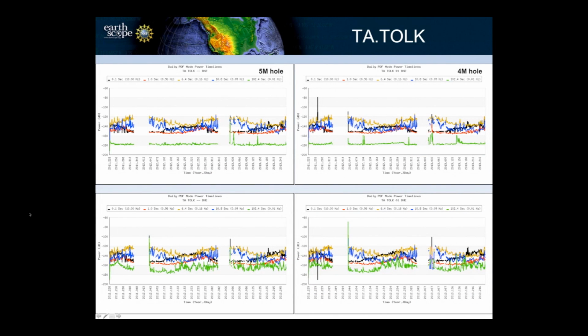If we move ahead, what I'm doing now is just looking at these mode over time or amplitude over time plots for the different frequency ranges. And what you can see at Tolk is that for the BHZ channels, it's around negative 180. And on the BHE channels, you can see a little bit of seasonal variations. There were also a couple outages where there were issues related to the site that were identified and repaired.